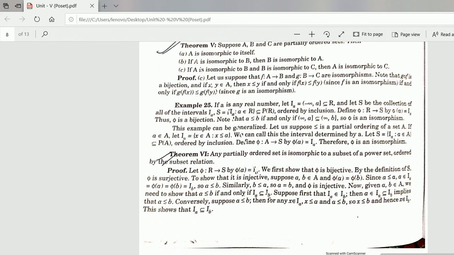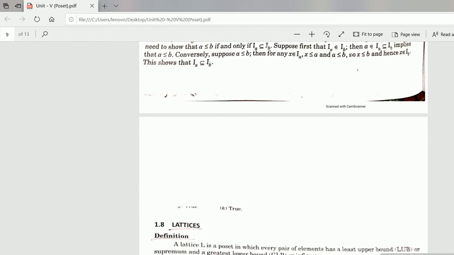Suppose first that A belongs to I(B), then I(A) is a subset of I(B), which implies that A is less than or equal to B. Conversely, suppose A is less than or equal to B. Then for any x belonging to I(A), x is less than or equal to A and A is less than or equal to B. So x is less than or equal to B, and hence x belongs to I(B).